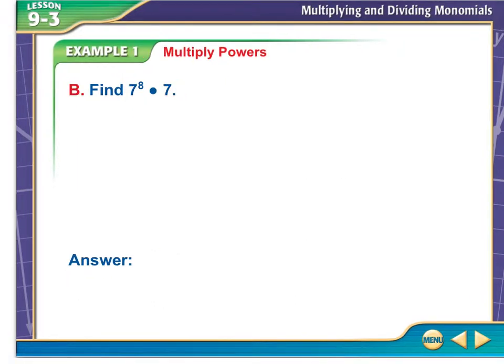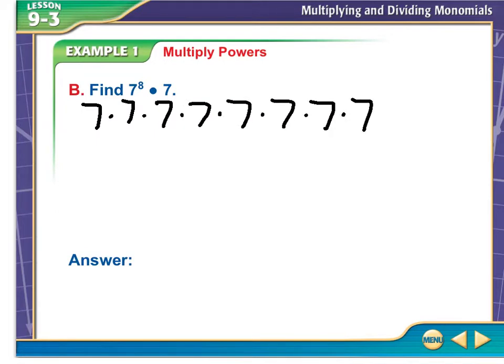Let's go ahead and look at example 1, part B together. They'd like for us to find the product of 7 to the 8th power and 7. Now, one way that we could take into consideration is that we could think of it as being 7 times 7 times 7 times 7 times 7 times 7 times 7, 1, 2, 3, 4, 5, 6, 7, 8, times 7. Now, as you can tell by looking at this already, this is going to be really cumbersome to do on further numbers. So we would have 7 to the 9th power.